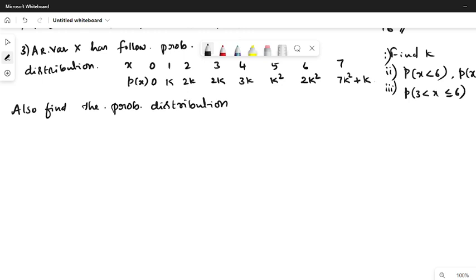Okay. Now, solution. Find the probability distribution means just you have to write down this given probability distribution with the value of k, that's all. So given the distribution, and it is mentioned that it is a probability distribution, so assuming that we need to find k.